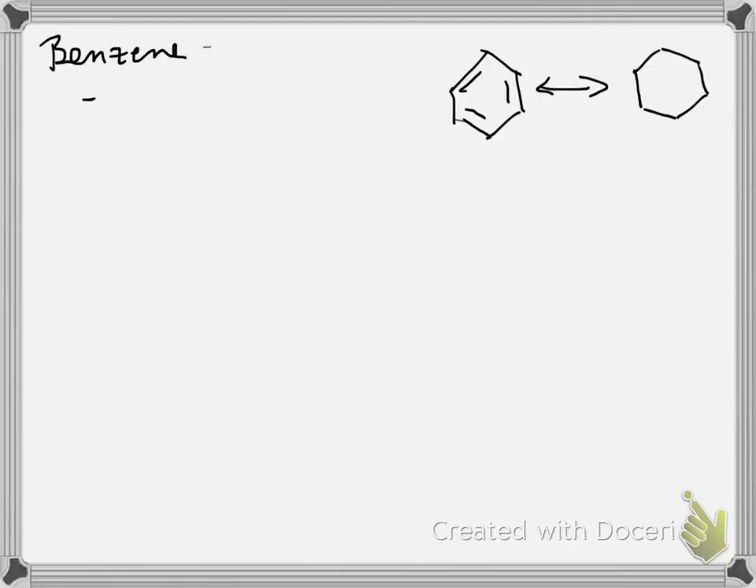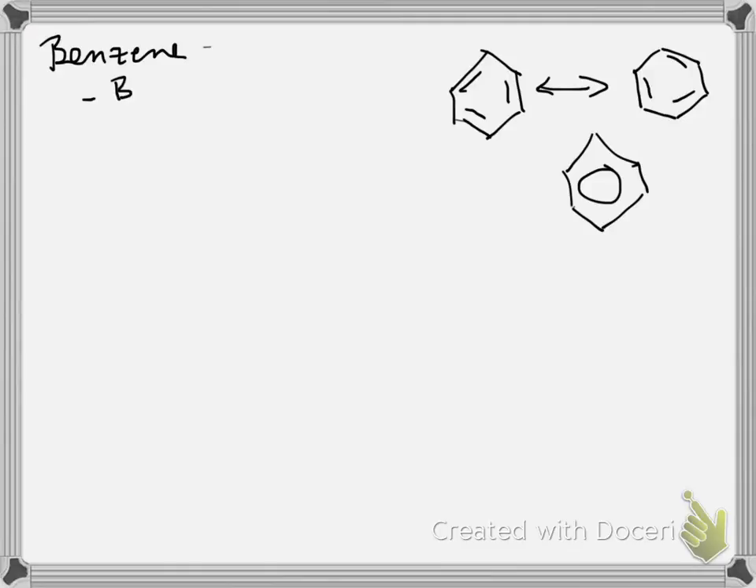Okay, now we're going to start off with benzene. Hopefully you remember that benzene is a resonance structure with alternating double bonds. You can also represent benzene, most commonly, with this circle representing that resonance structure. Now, there is evidence for the resonance structure.